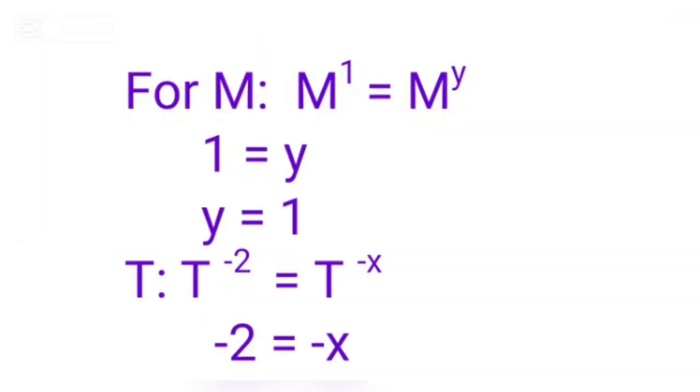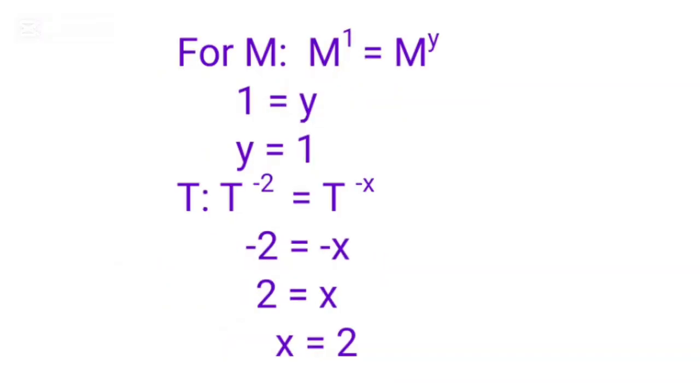On the left-hand side, we have T raised to power minus 2. On the right-hand side, we have T raised to power minus x. So we have -2 = -x. We multiply both sides by -1. We have 2 = x, and that will give us x = 2.